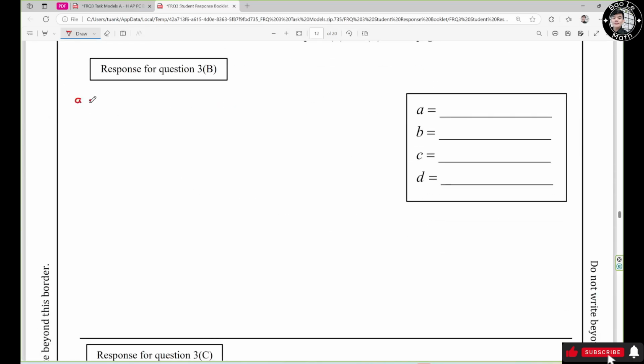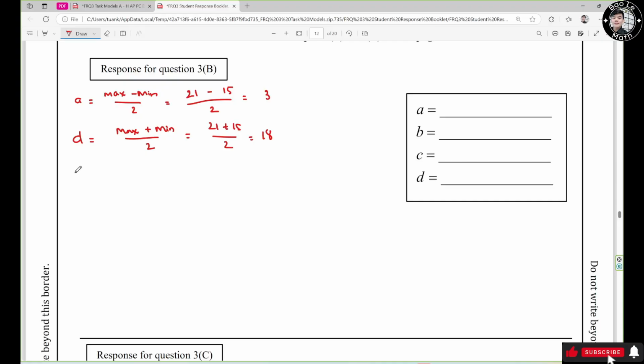Now a equals maximum subtract minimum divided by 2, right? Maximum is 21, minimum is 15, right? Divided by 2. So it's gonna be 3, right? Now, the midline D equals maximum plus minimum divided by 2. So it can be 21 plus 15 divided by 2. It's going to be 18, right?